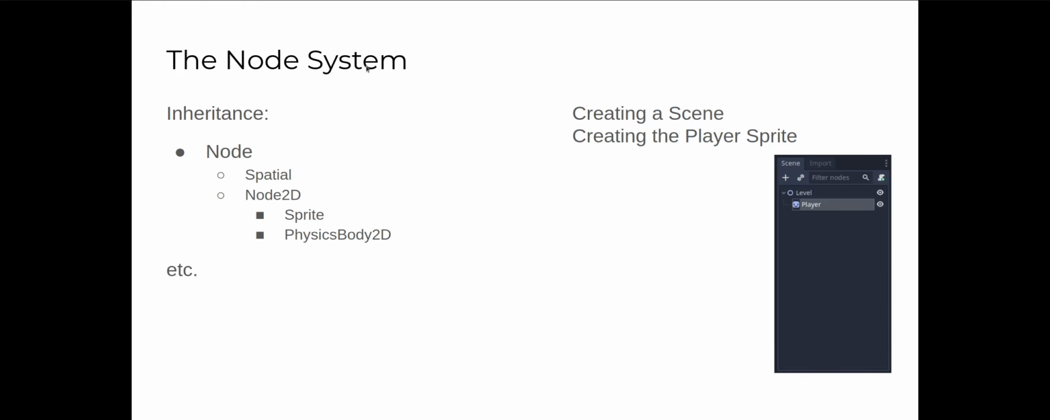Okay, so the node system. This is one of the harder things. Some people have trouble wrapping their heads around it, which makes sense, since it's kind of complicated. But basically, the node system in Godot is based on inheritance. So you have the root node, which every node inherits, and then you have a spatial node, which is for three-dimensional stuff. You have node 2D, which is for two-dimensional stuff, and then you also have a sprite, which is a child of the node 2D, and stuff like that.